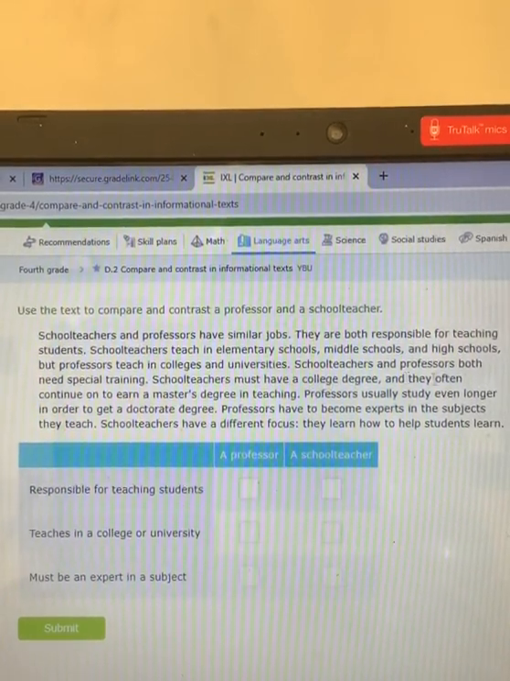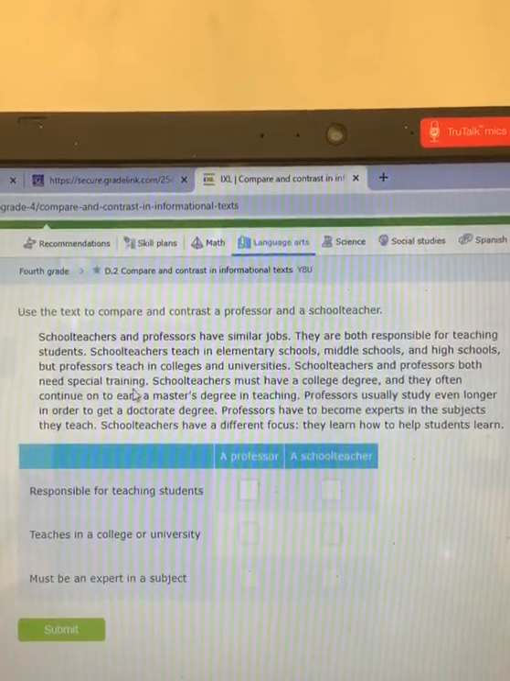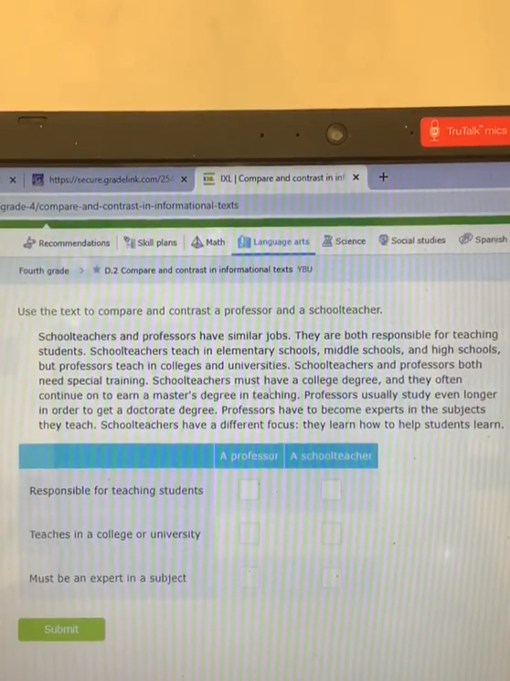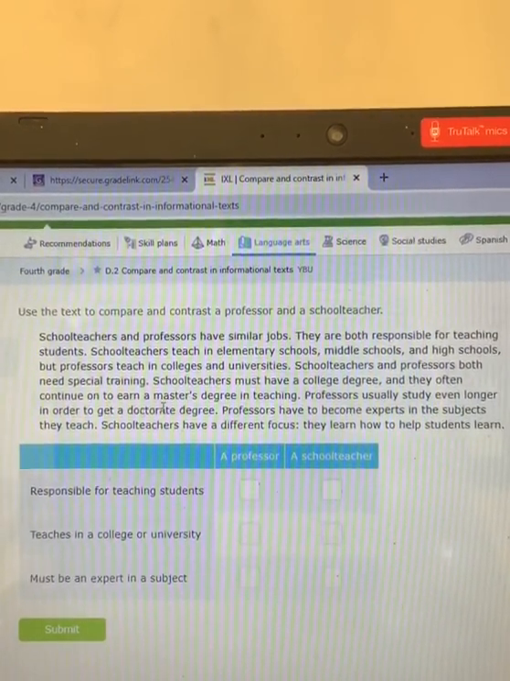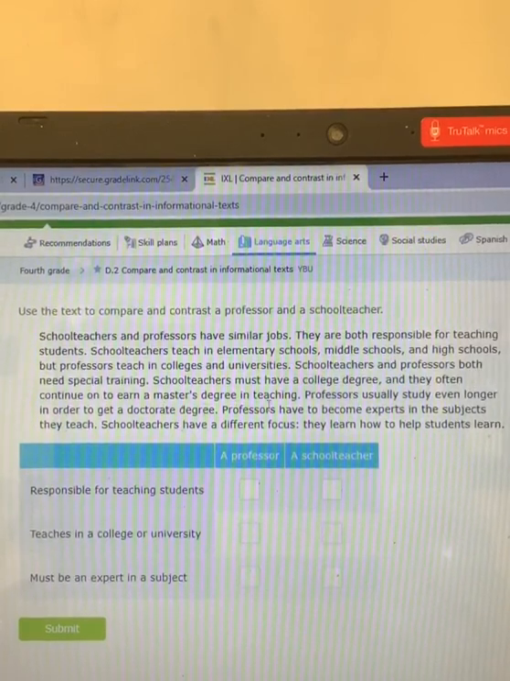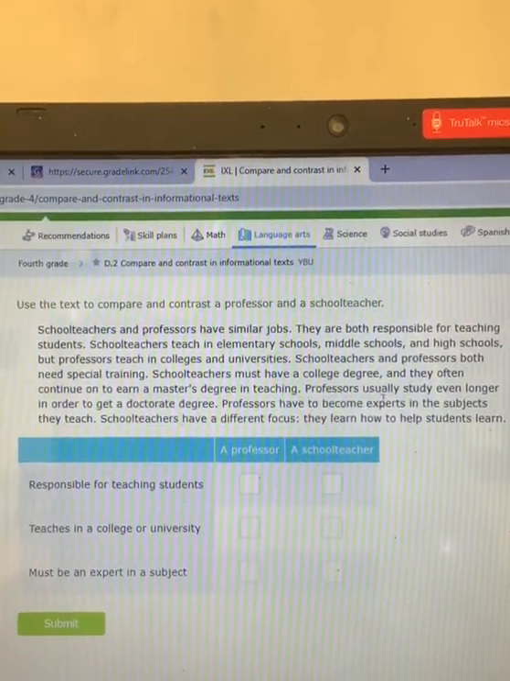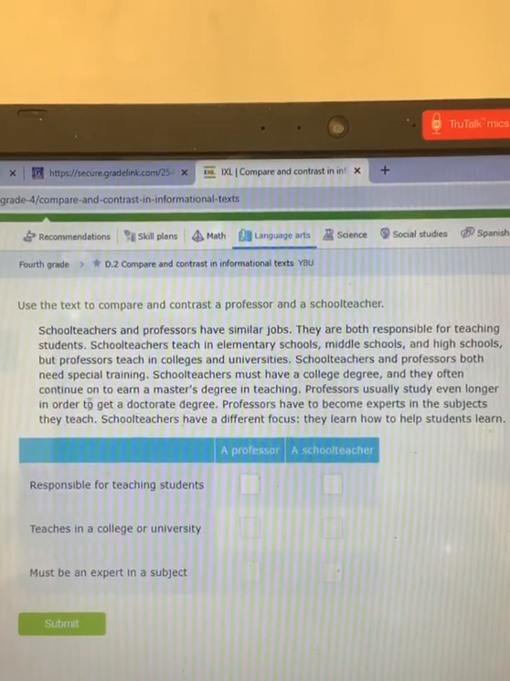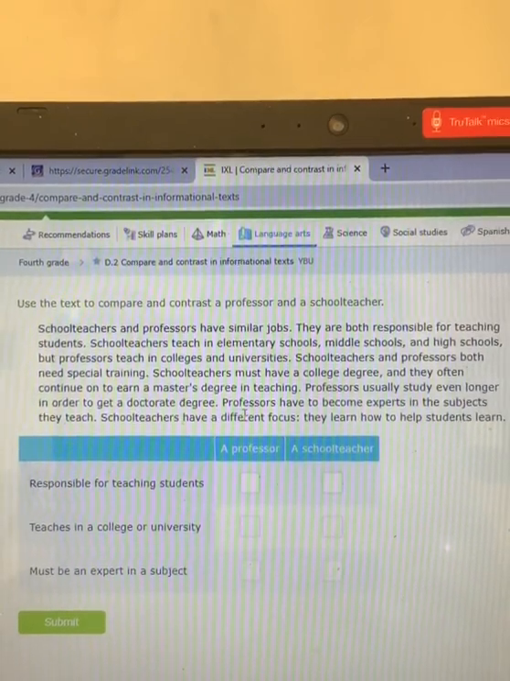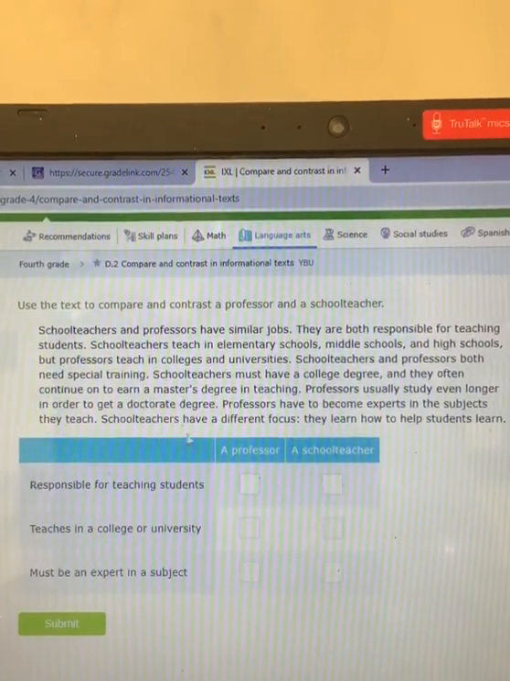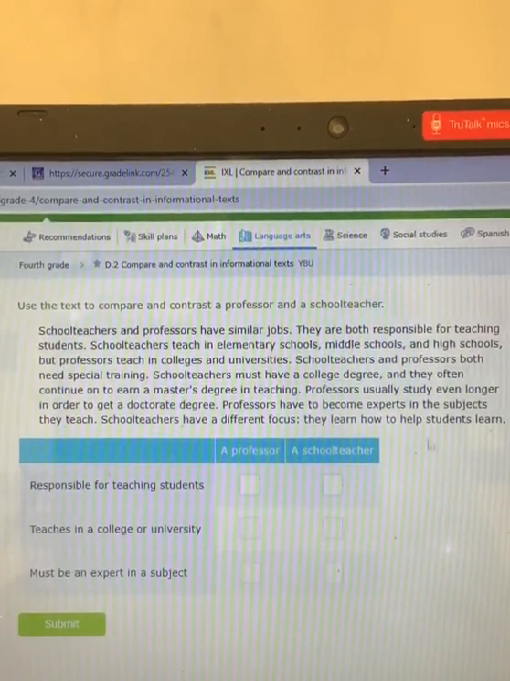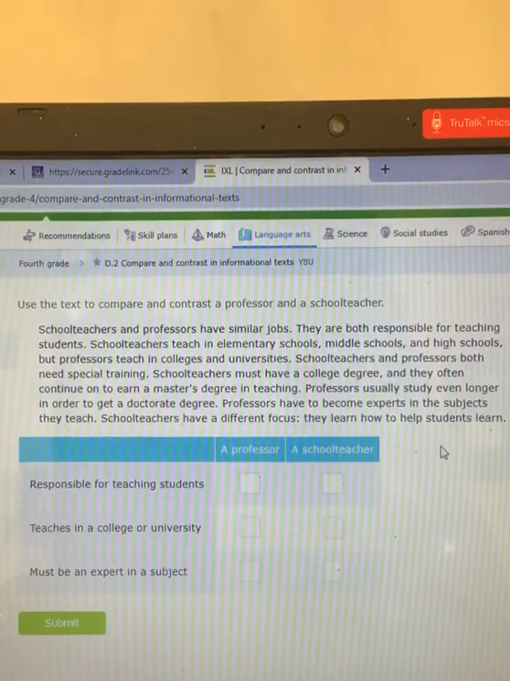School teachers and professors both need special training. School teachers must have a college degree, and they often continue to earn a master's degree in teaching. Professors usually study even longer in order to get a doctorate degree. Professors have to become experts in the subjects they teach. School teachers have a different focus. They learn how to help students learn.